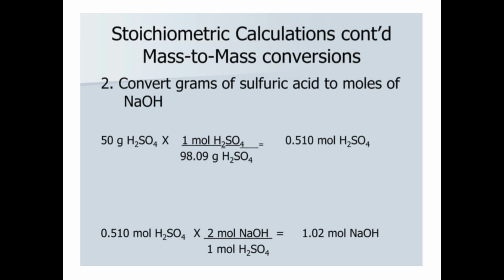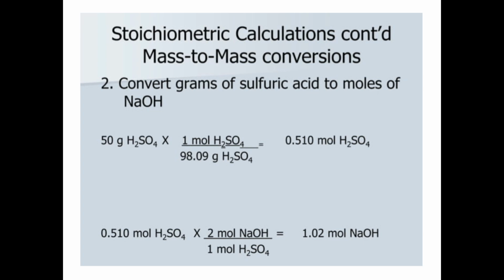So the mole of the known is 0.510 times the mole ratio, and the mole ratio is mole of the unknown, which is 2, over mole of the known, which is 1, and it will give you 1.02 mole of NaOH, which is the unknown. So we have found the mole of the unknown, which is 1.02 mole.